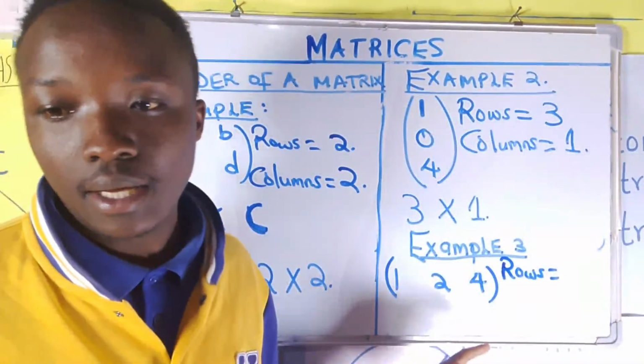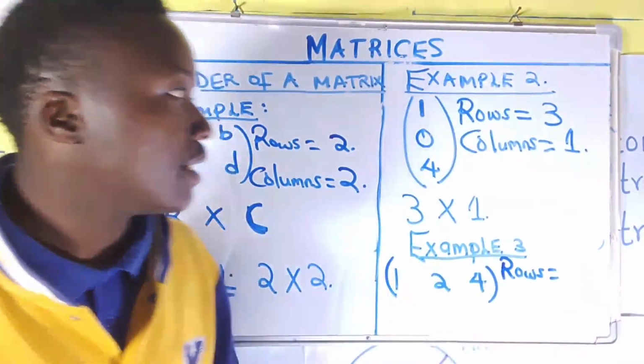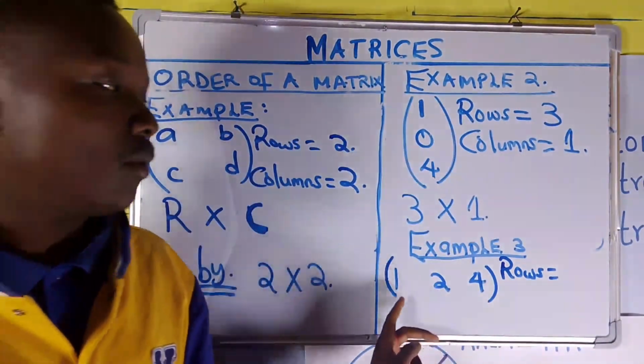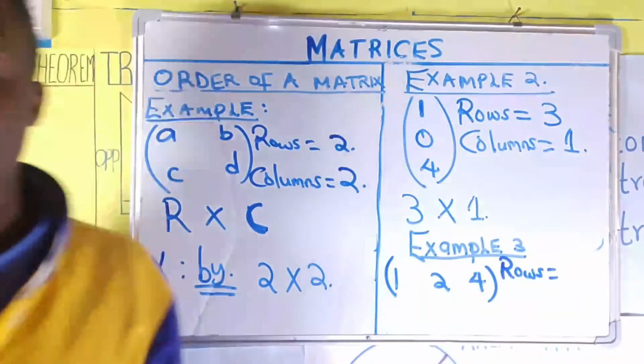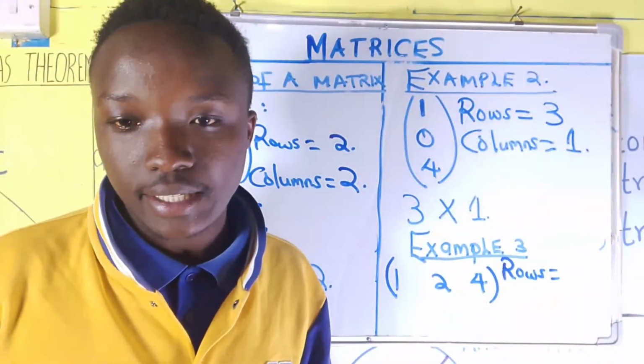Type it down on your comment section. How many rows are in this matrix? See, this matrix had 3 rows. 1, 2, 3. Then what about this? How many rows are there? Just type the answer on the comment section. We have to engage in class.